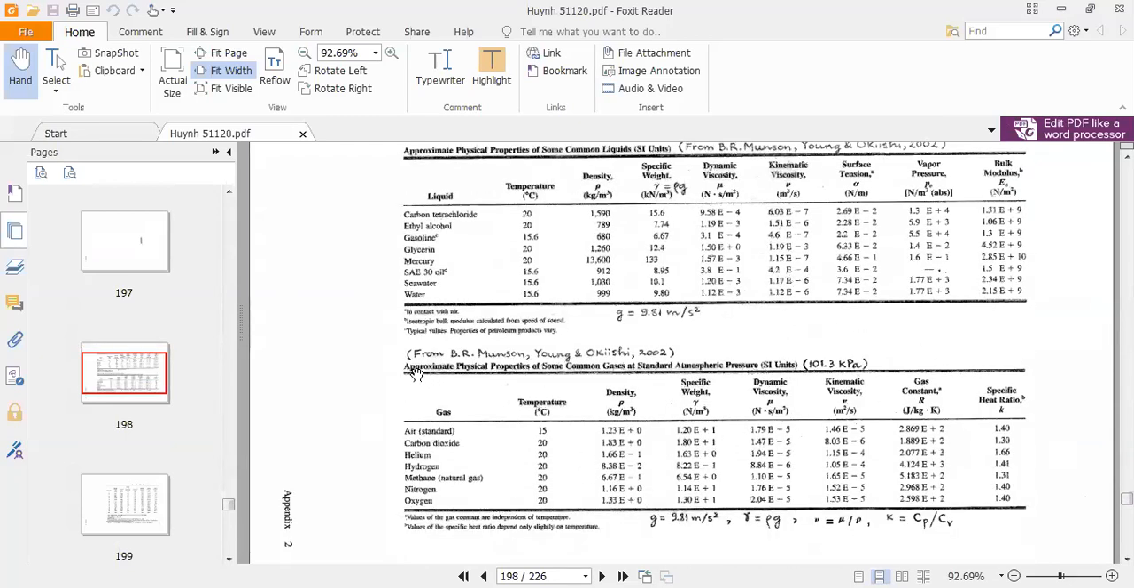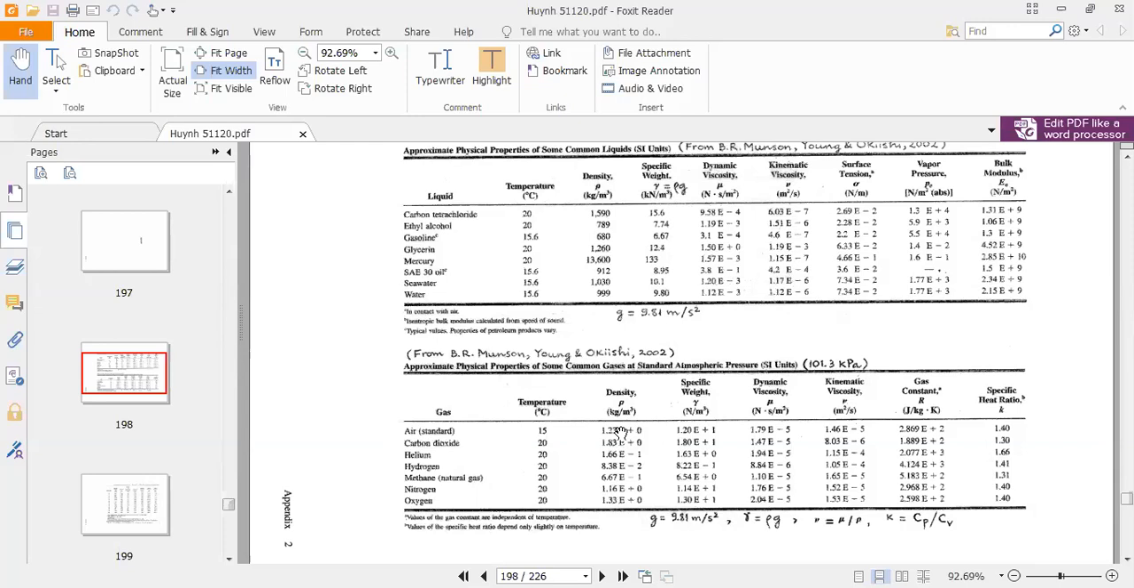For example, here you have approximate physical properties of some common gases at standard atmospheric pressure, SI units. Standard atmospheric pressure is 101.3 kPa at sea level. We are living at 101.3 kPa. And for the density, air density is 1.23 kilogram per meter cube. Just using the table, you can find the result.